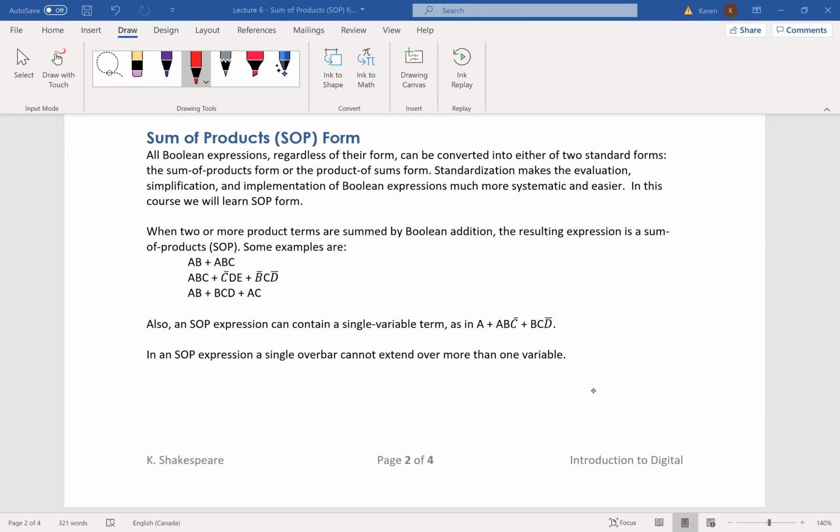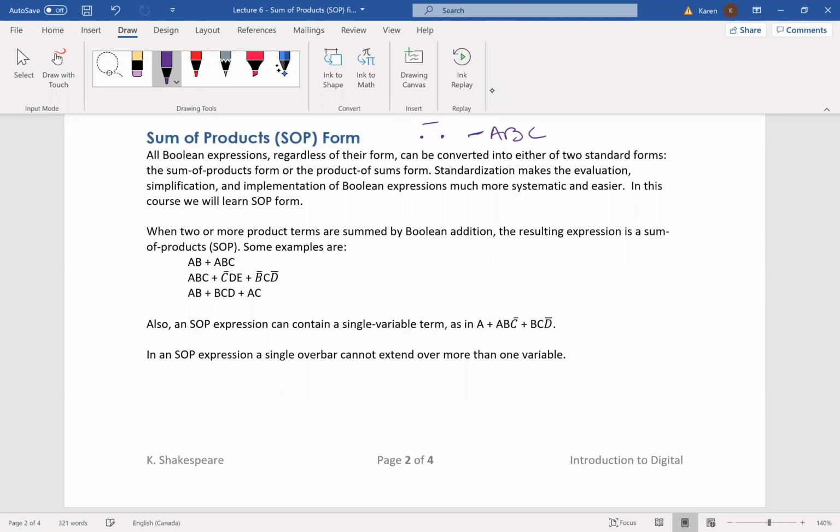Now, sum of products is also a word for a form of equation. We use the sum of products method to make a Boolean expression, and that Boolean expression came out in sum of products form. Sum of products form looks like this, etc. And some of these might be inverted, and there are ORs between them. So you're looking at a lot of products, or AND gates, ORed together.